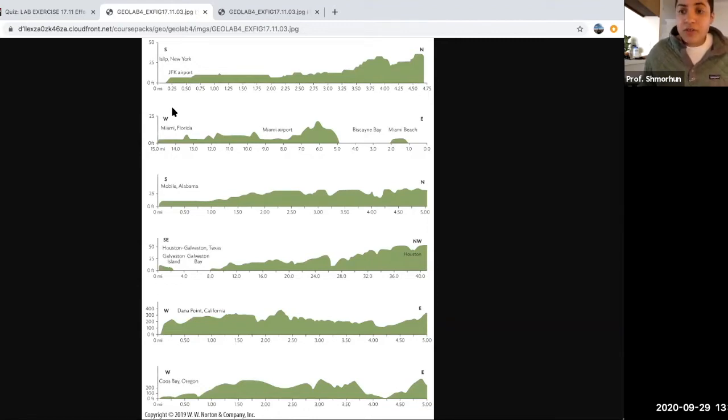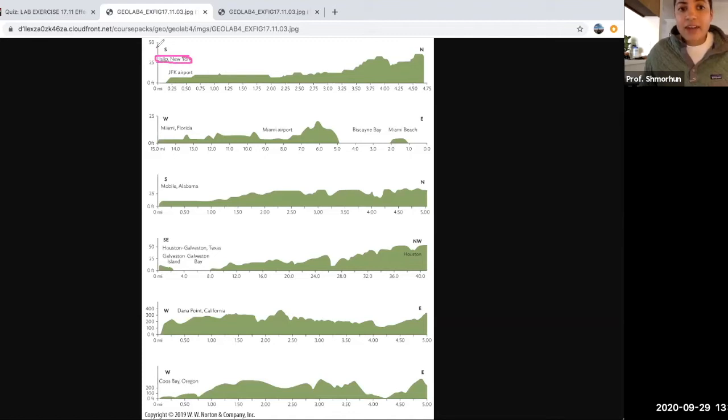So the first region, which is the example I'll give, asks about Islip, New York. And the first question asks, how far inland would a 5-foot sea level rise shift the shoreline? Now what you're given is essentially a bunch of these graphs, and each graph represents a different area. So the top graph is for Islip, New York.